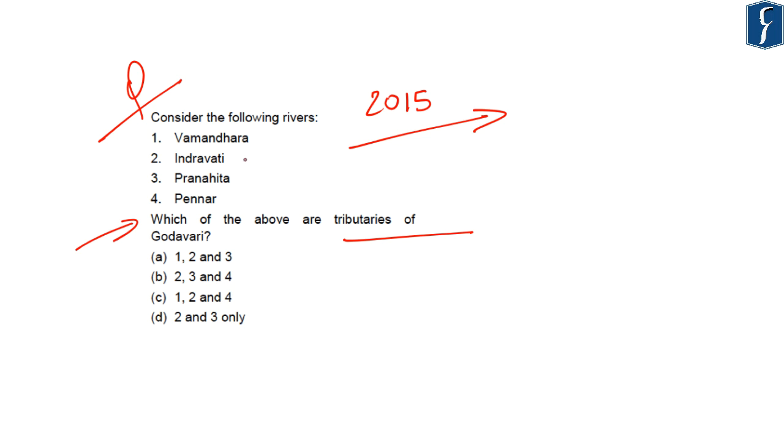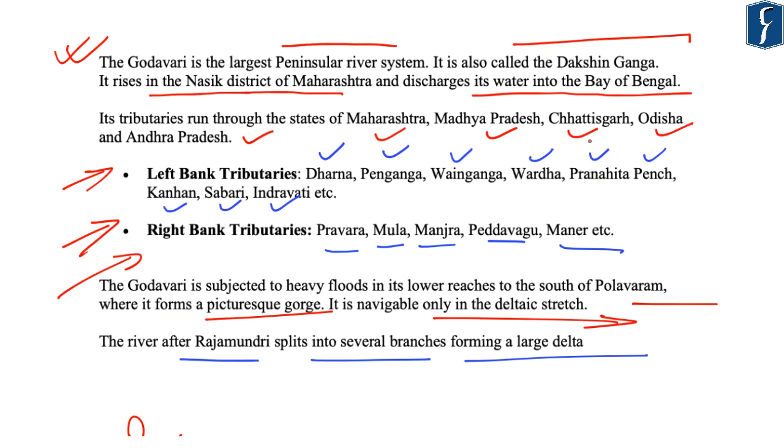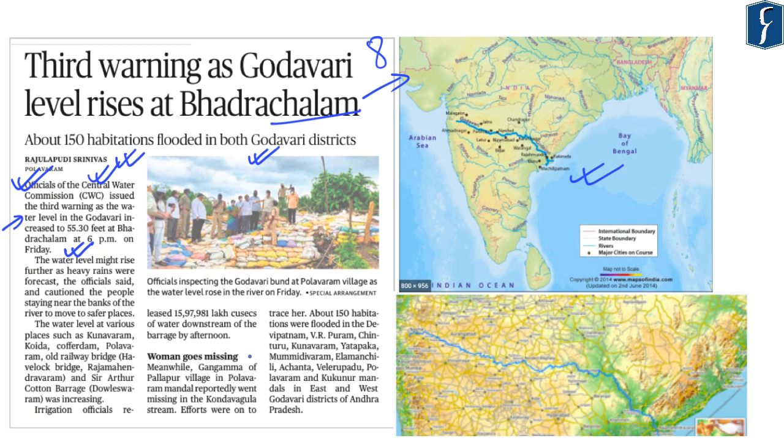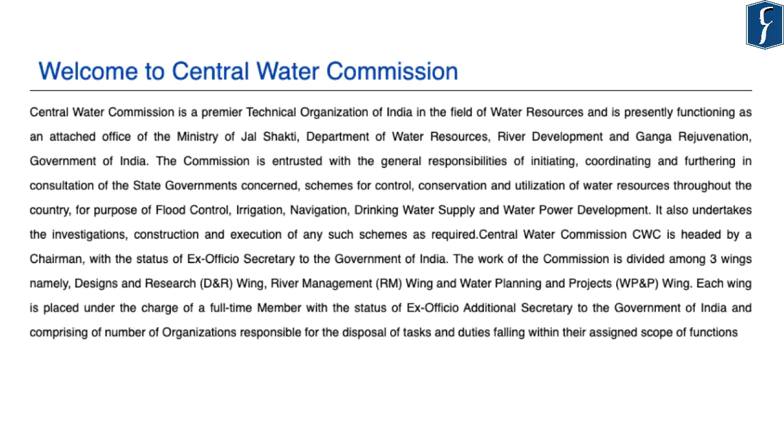Now here we see that only Indravati and Pranhita are tributaries of Godavari, as this is Pranhita and this is Indravati, whereas the other rivers are not tributaries of Godavari. So in this, the correct answer is D, that is 2 and 3 only. So we understand that we need to know about important rivers in India, especially with respect to their tributaries and where they flow into. Further, we also need to know about Central Water Commission.